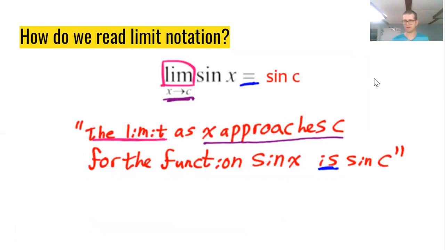Again, that's how it's read. I think this is redundant, but I want to keep putting it in there because it's something I want to make sure we're still pretty good on. And I try to color code things to remind you what the different pieces mean. The limit as x approaches c for the function sine of x is sine of c. Just pointing out some of the things about limit notation. Nothing wild or crazy, nothing terribly new, but I want to mention it.